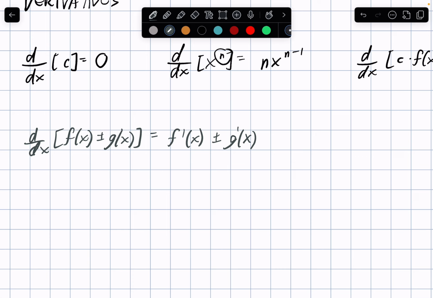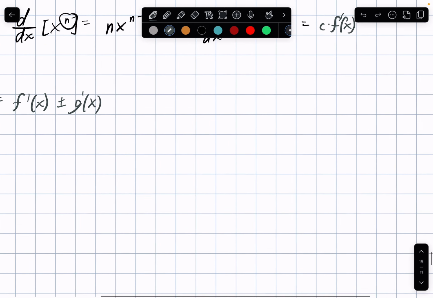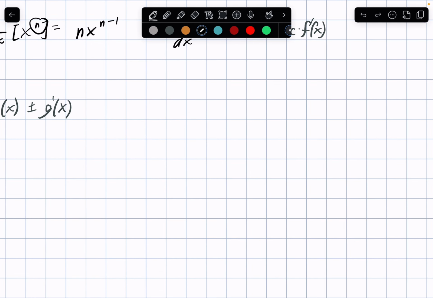So we have that. Just find the derivative of each term. Nothing that fancy. As long as they're separated by either a plus or a minus, you just find the derivatives individually. So yeah. General power rule.